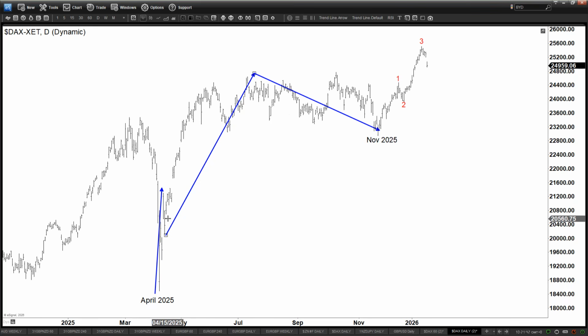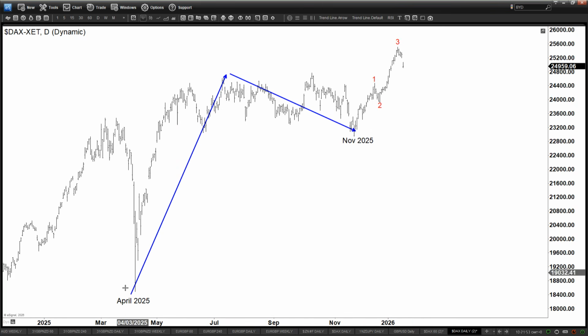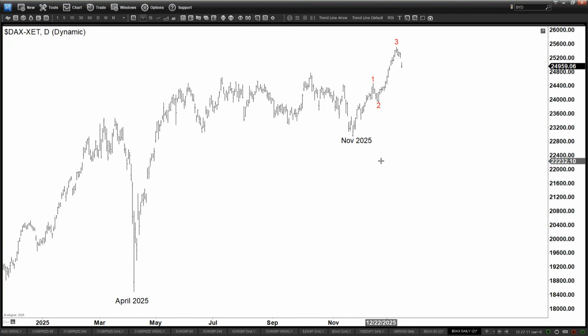which leaves us with another possibility, that this is actually 1, 2, and we break to a new high within wave 3 from the April low. Now within wave 3 from the April low, from November, it looks like we only got 3 waves up so far, right? So you don't make a new all-time high in 3 waves and then top out. There's no such thing, right? You make an all-time high always in an impulsive structure, always in 5 waves. You don't top in 3 waves.